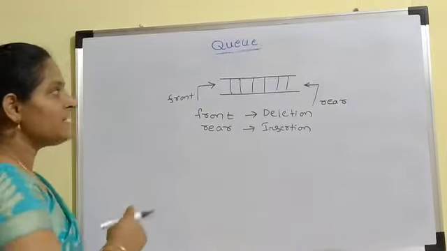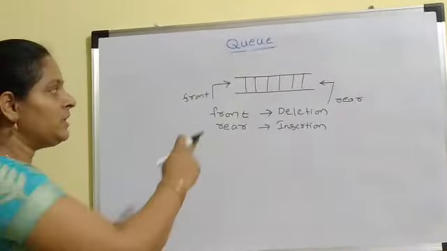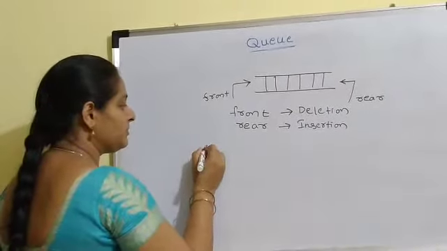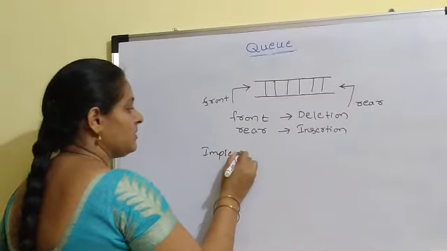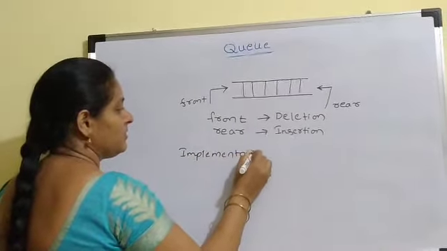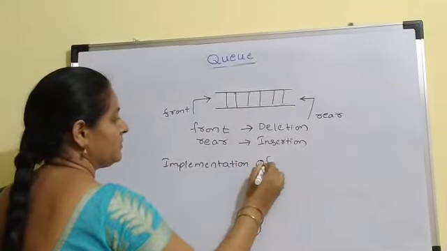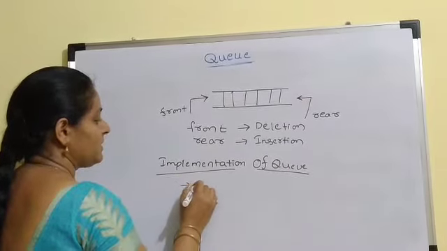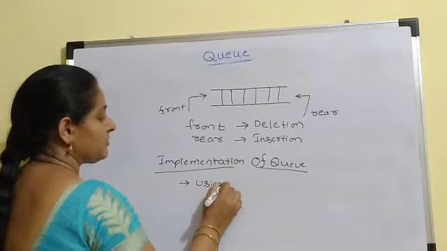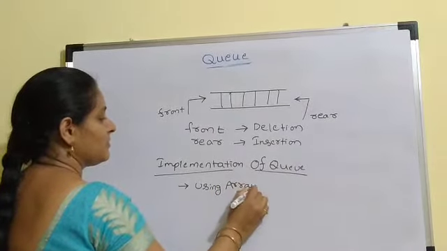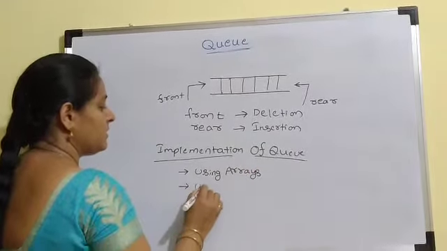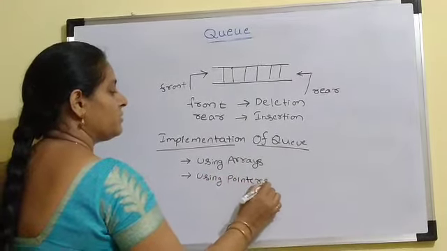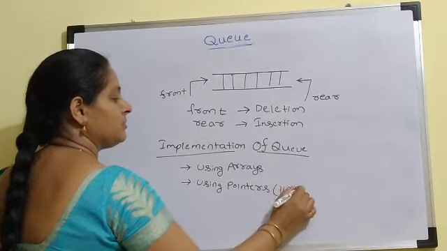Okay, so just like a stack data structure, this queue data structure also we can implement in two ways. One way is by using arrays and another way is using pointers, or we can also call it as linked list.